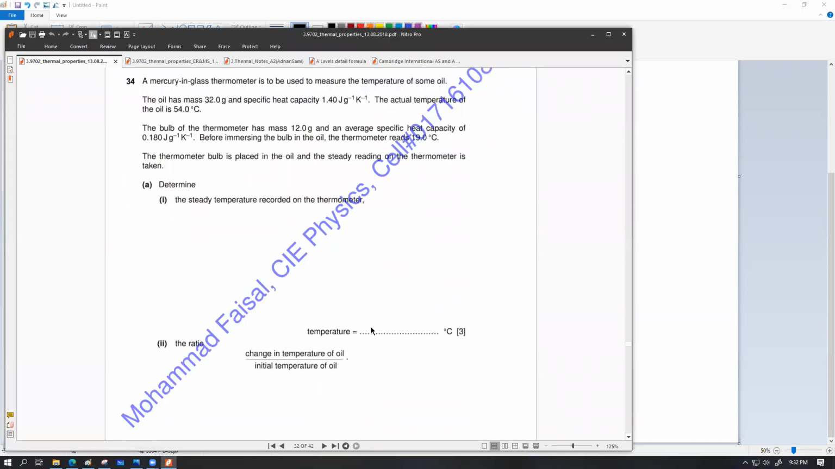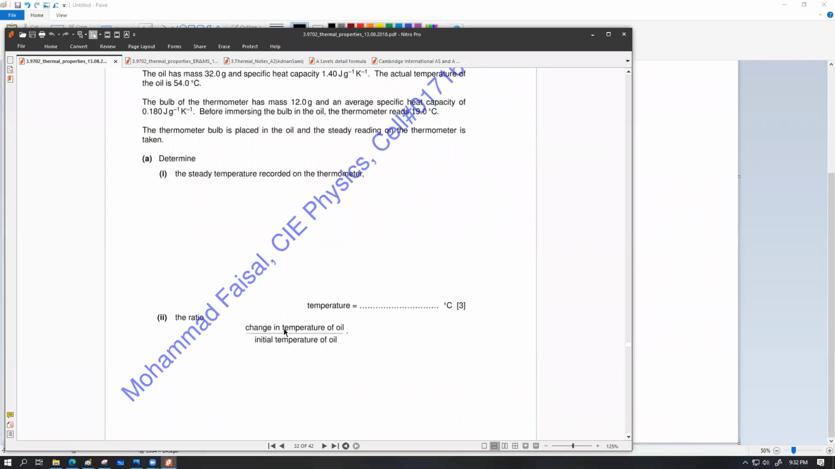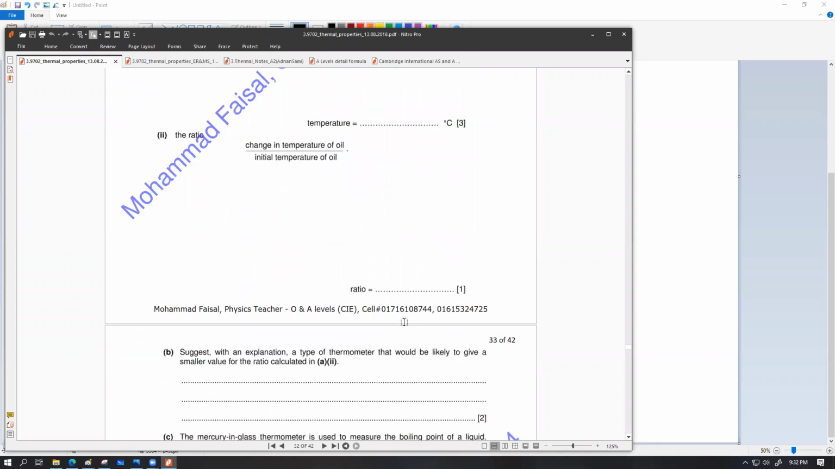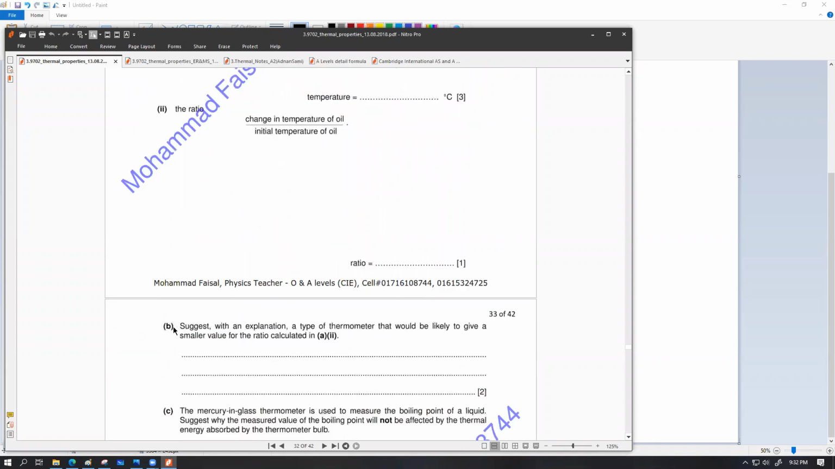Once you have this temperature, then the ratio of the change in temperature of oil to the initial temperature of oil is the basic ratio that will come. Okay, part B says: suggest, with an explanation, a type of thermometer that would be likely to give a smaller value for the ratio calculated.